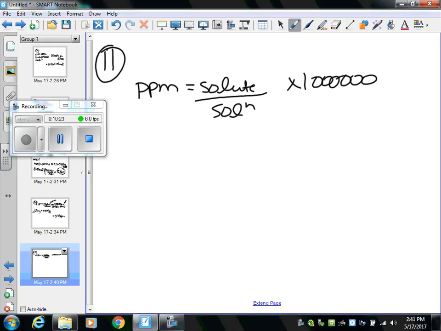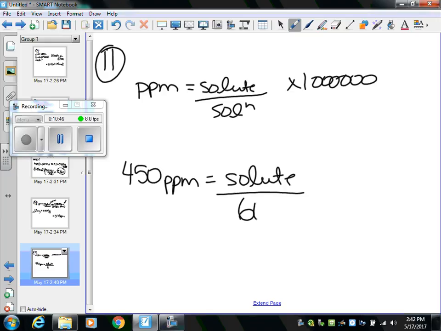What's my value for parts per million? 450. Do I know my solute? Do I know my solution? It's a million times how much we put together, or just the solid? Sorry, what's my value here? 600 grams times this million.